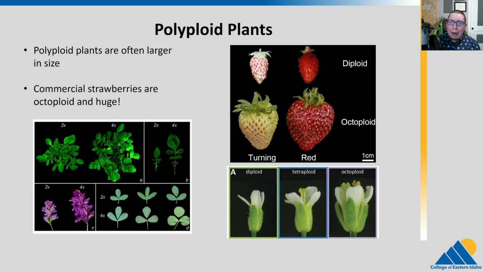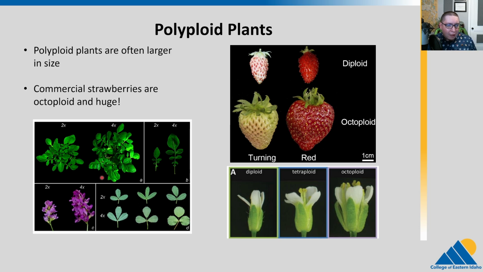So you go out in the wild and you find a strawberry that's a diploid. It looks like this, right? It is nothing like the giant monsters that you find in the grocery store, which are octoploid, right? They have 8 copies of the genome in each cell.